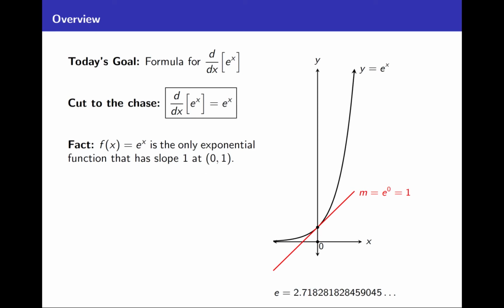So stay tuned. Today's plan is to, first of all, find a formula for e. Then we'll show the fact outlined here that y equals e to the power of x has slope 1 at the point (0, 1).